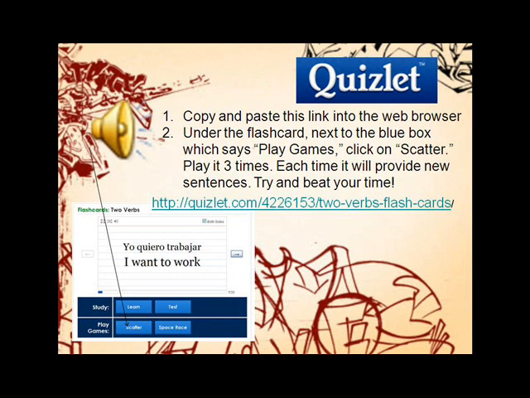Once you're on the page, under the big flashcard you see, in the blue box there's a smaller blue box that says scatter. It's this game. I want you to play it 3 times. If you're having trouble finding it, look, there's a little diagram right in this PowerPoint slide. Each time you play the game, it's going to upload some new sentences. So it's always going to be different, so you're always going to be learning, okay?